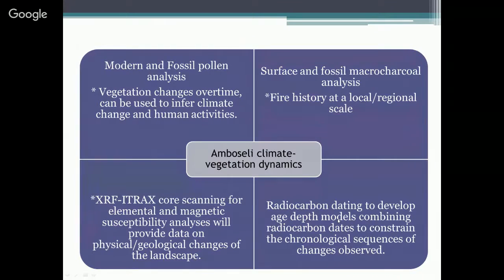My overall research aim for this area is what has been the vegetation change over time and the climate change over time, and how have these two been interacting. And the methods that I've used to do this, I've taken quite a few approaches because it's quite a difficult question to try and answer.